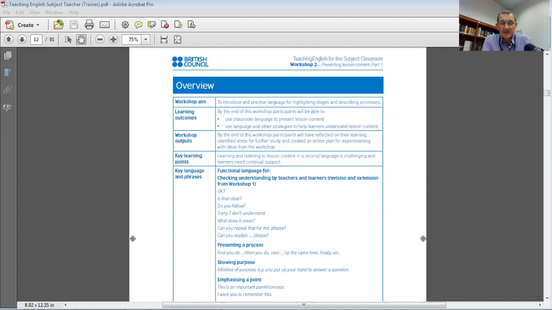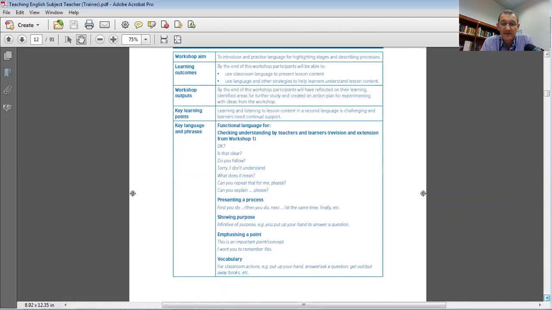So the language, let's go straight into the functional language. Checking understanding is the first area. These are phrases that the teacher will ask the students, or the students might say back to the teacher. So the teacher will ask students, what does it mean? What does that mean? The students will ask the teacher, could you repeat that? Can you repeat that for me, please? So these are the phrases that we hope that they will take away from this workshop.